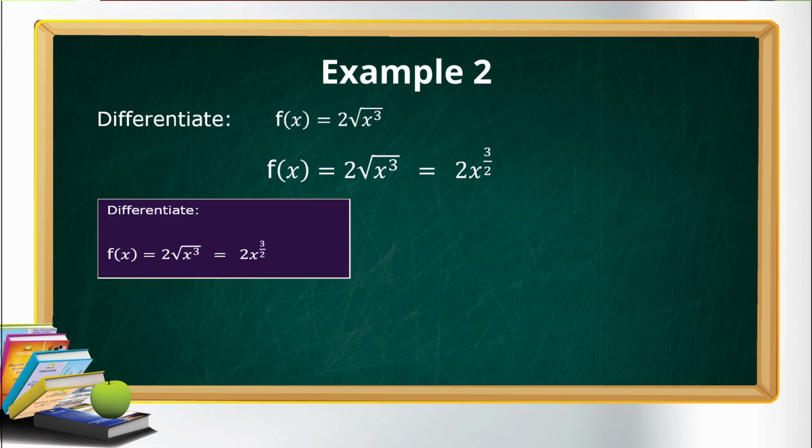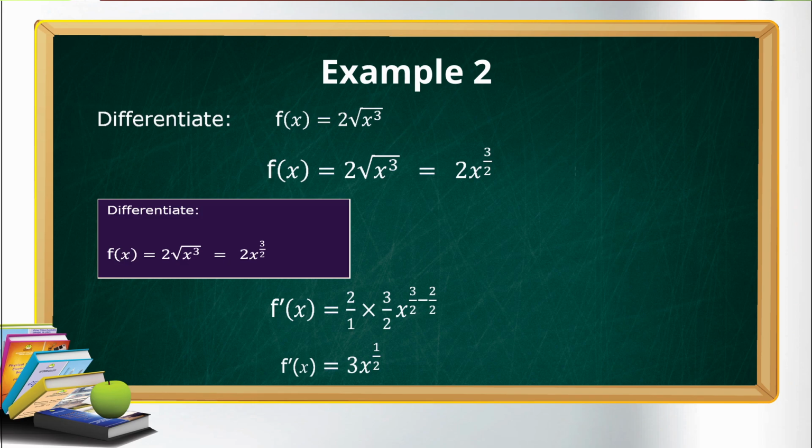Meaning we now apply usual rules of power for differentiating functions. You know the steps well. Go ahead on your own and get to f prime of x is equal to 2 over 1 times 3 over 2 x to the power of 3 over 2 minus 2 over 2. Cancel the 2's and the answer is 3 x to the power of half.